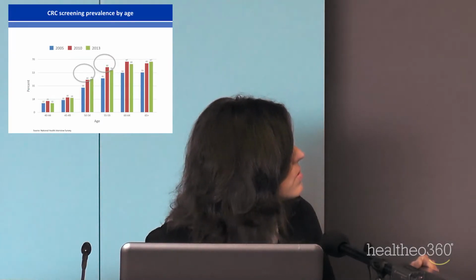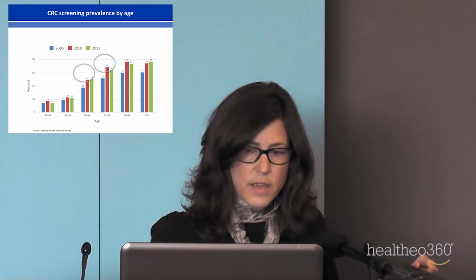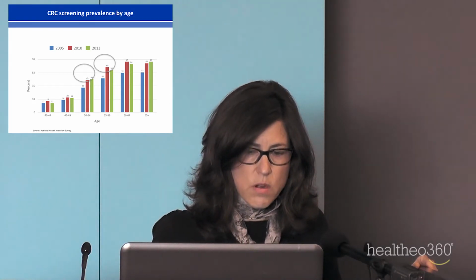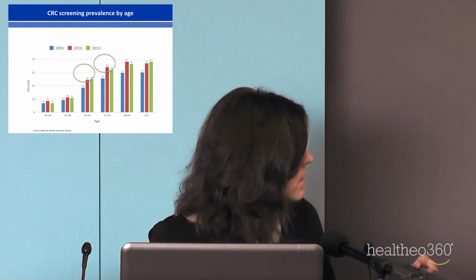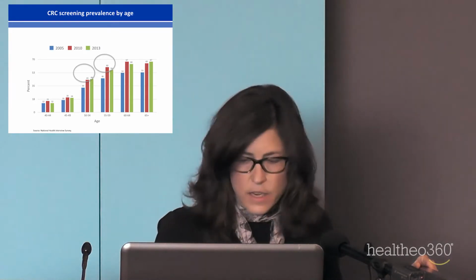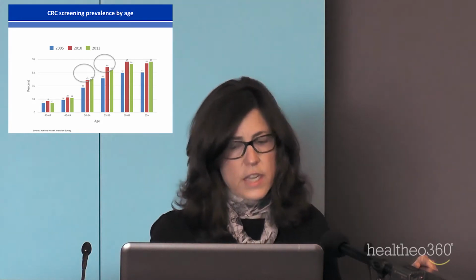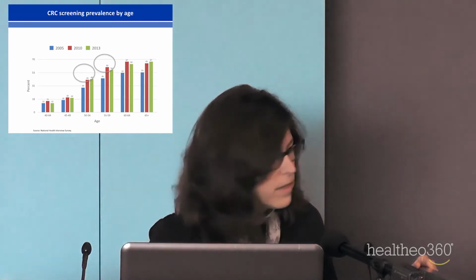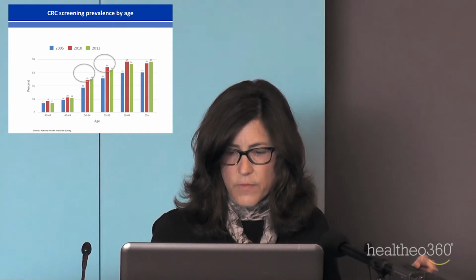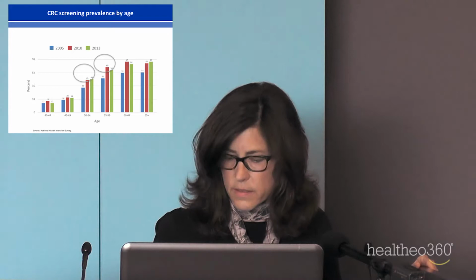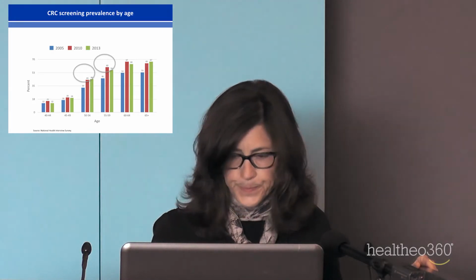This slide shows self-reported colorectal cancer screening prevalence for 2005, 2010, and 2013 by 5-year age group. And I show this just to illustrate the delayed initiation of screening for people in their early 50s compared to people in their late 50s. So this helps explain the differences in the incidence patterns.